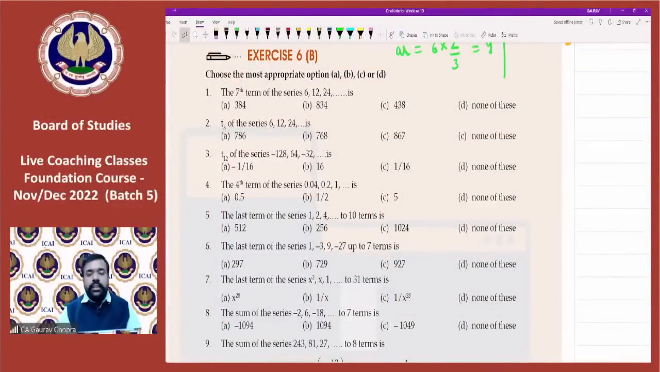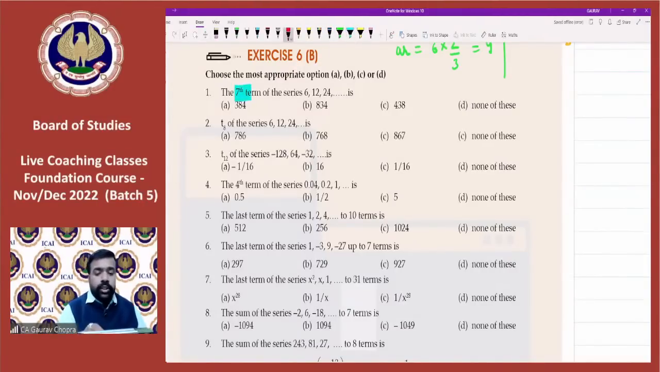So exercise number 6B. Let us begin with the exercise questions and play a rapid fire round here. The beginning questions are very easy. Let us start with question number one. You have to answer in 20 seconds. Come on. The seventh term of the series is, you have to find the seventh term.